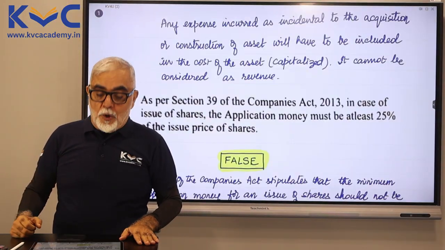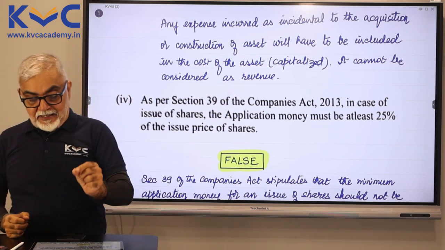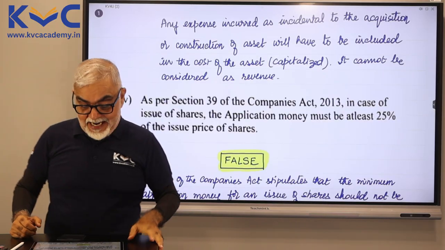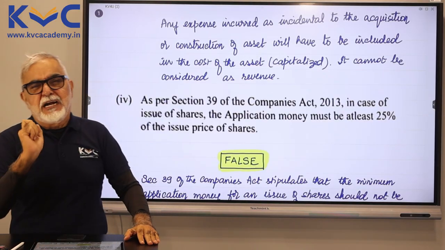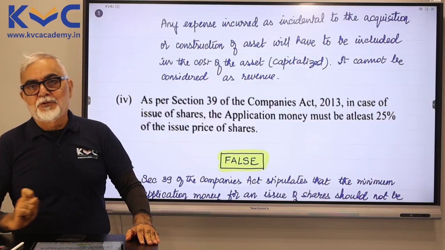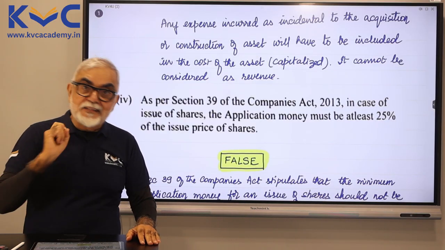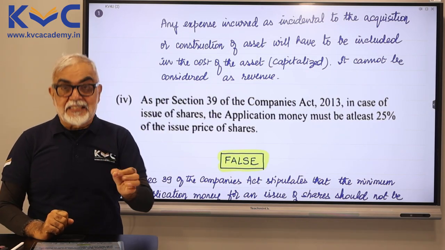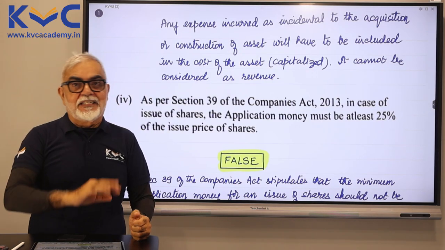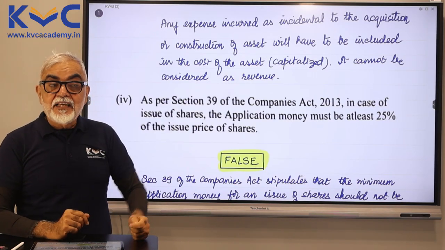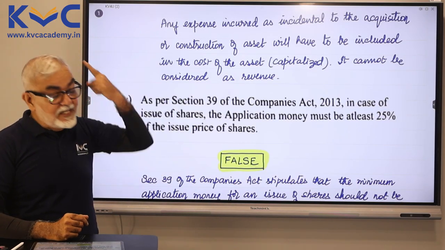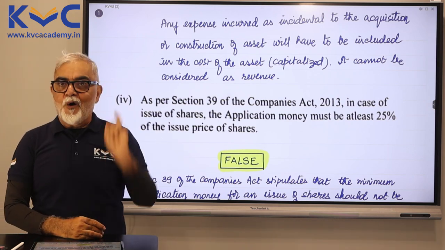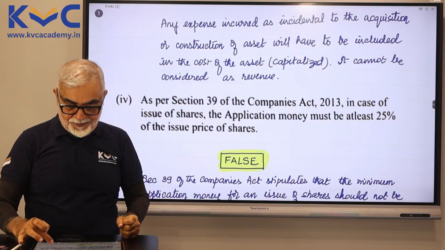The next question says, as per section 39 of the Companies Act, in case of issue of shares, the application money must be at least 25% of the issue price of shares. This is not a Companies Act rule. This is false. The Companies Act says it should be at least 5% of the nominal value of the shares. Then where is this 25% of the issue price coming from? That is a SEBI regulation. So I'm afraid that this also was false. All the four so far false.